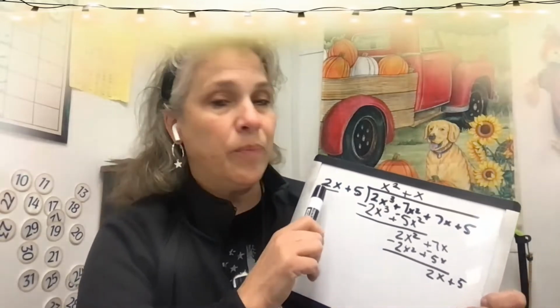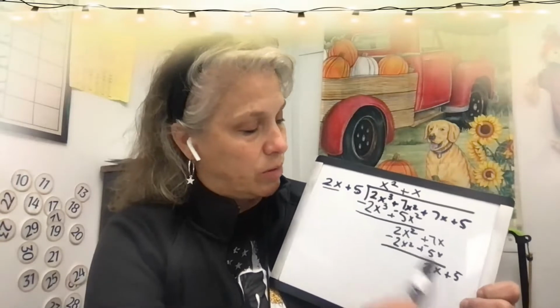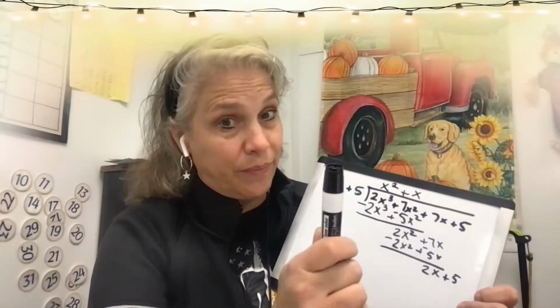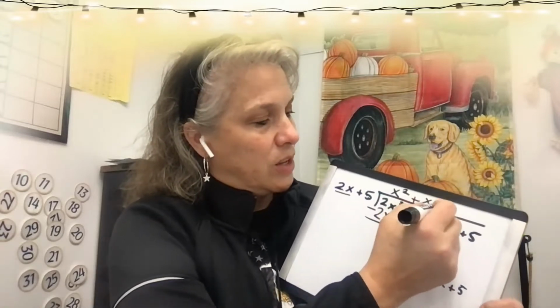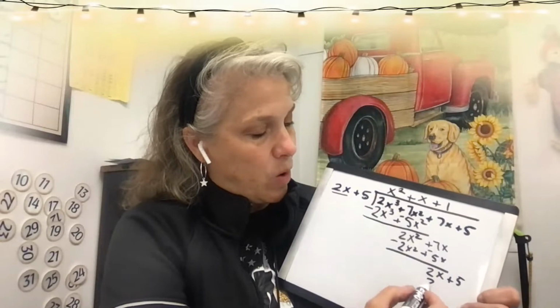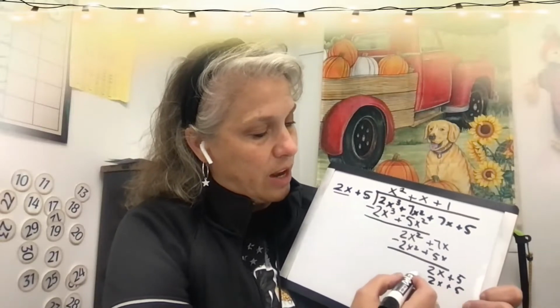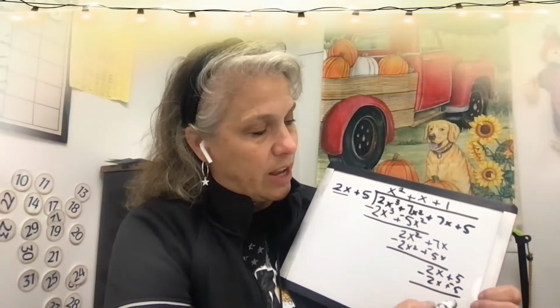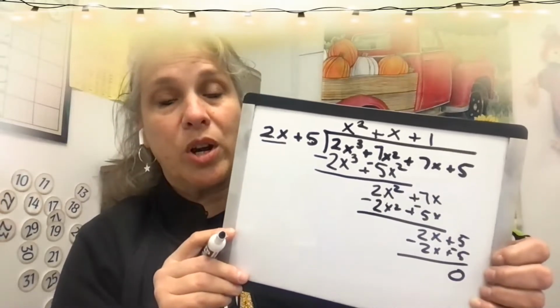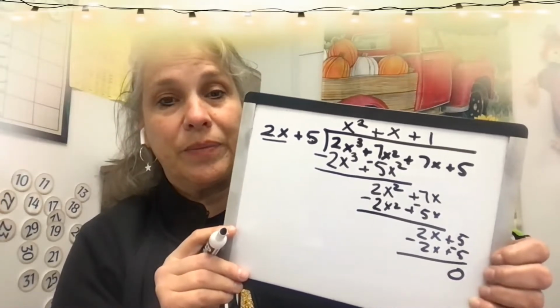Okay, and we'll look at that. 2x plus 5. 2x plus 5. So 2x times what is 2x? 1. So I put plus 1. So I multiply that by 1, and then again, I change the signs, and I get 0. So that is the answer for number 13.